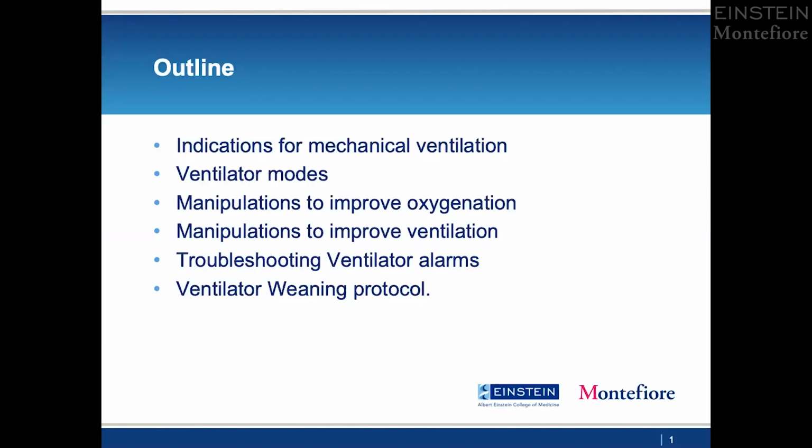During this talk, I will be going over indications for mechanical ventilation, discussing some common ventilator modes and manipulations that can be done to improve oxygenation and ventilation. We will also be troubleshooting some ventilator alarms before finishing up with a common ventilator weaning protocol.